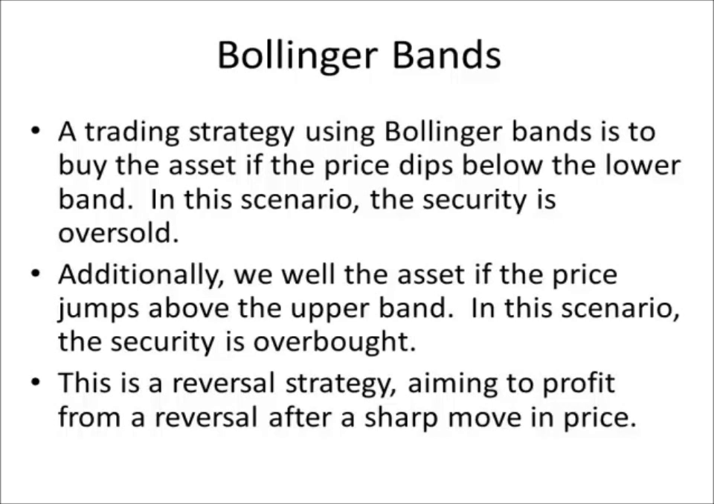Now, this kind of strategy is a reversal strategy. It aims to profit from a reversal in the price after a sharp move. So the price will fall, for example, below its Bollinger Band if it falls very sharply very quickly, and we think that it will reverse back up. And this is in contrast to the moving average scenario, where that was a trend following strategy. This is a reversal strategy. So it's a different kind of strategy. And now let's go back to Yahoo Finance to see what that looks like.